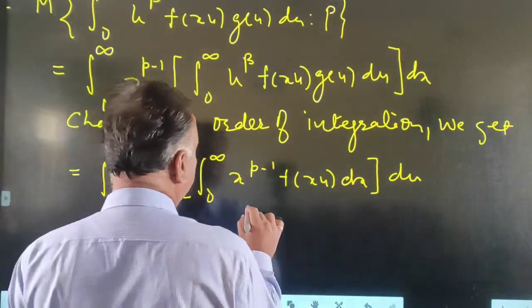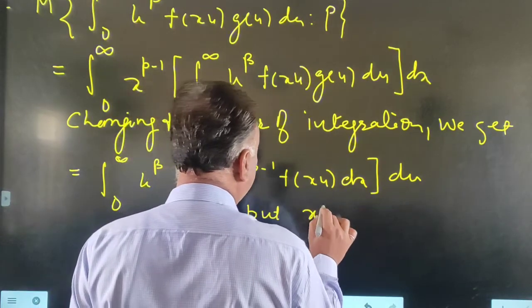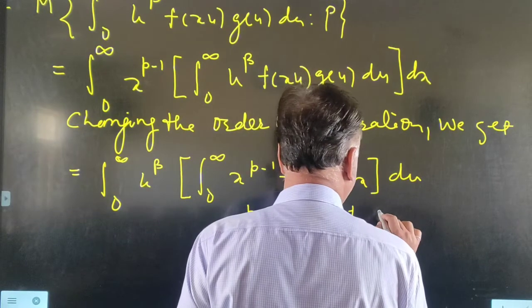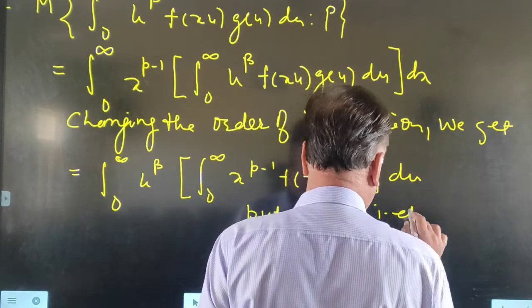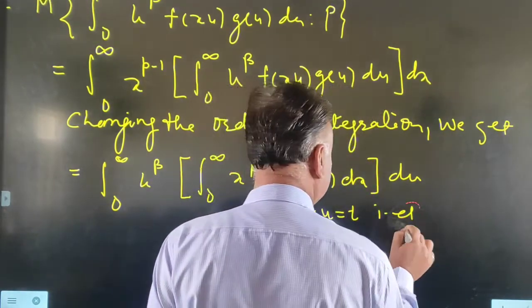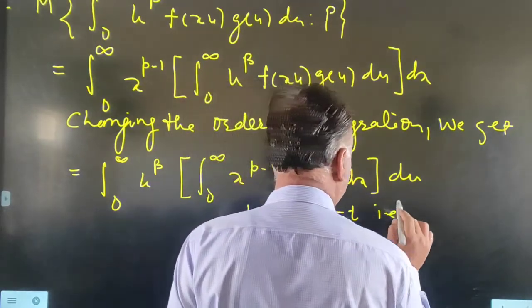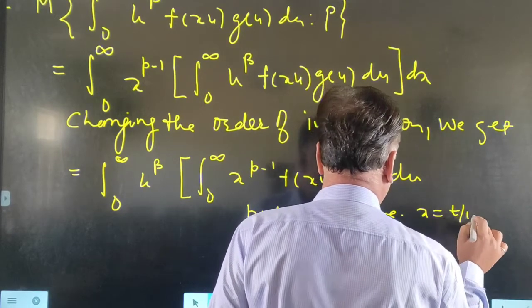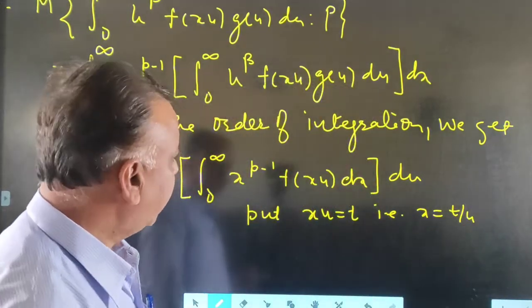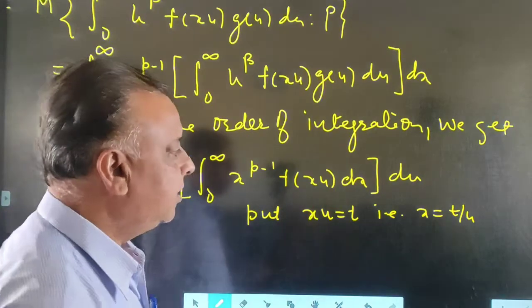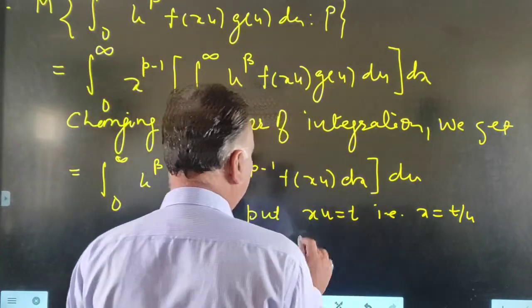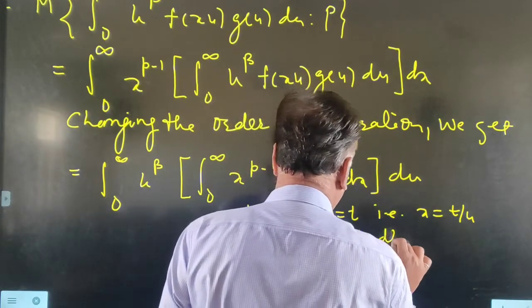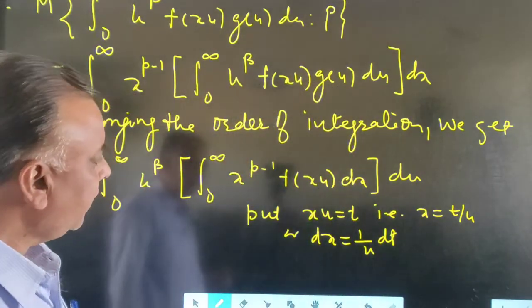For this, if we put xu is equal to t, that is x is equal to t upon u, or dx is equal to 1 upon u into dt.